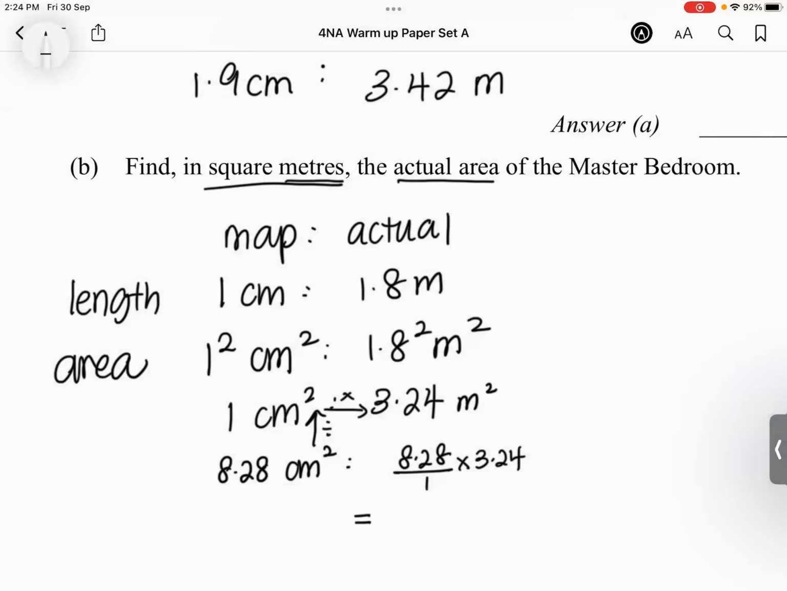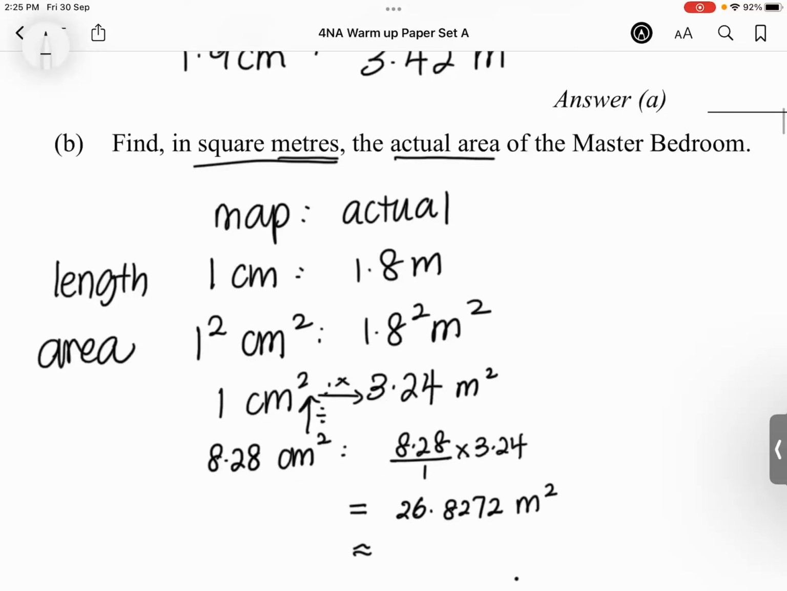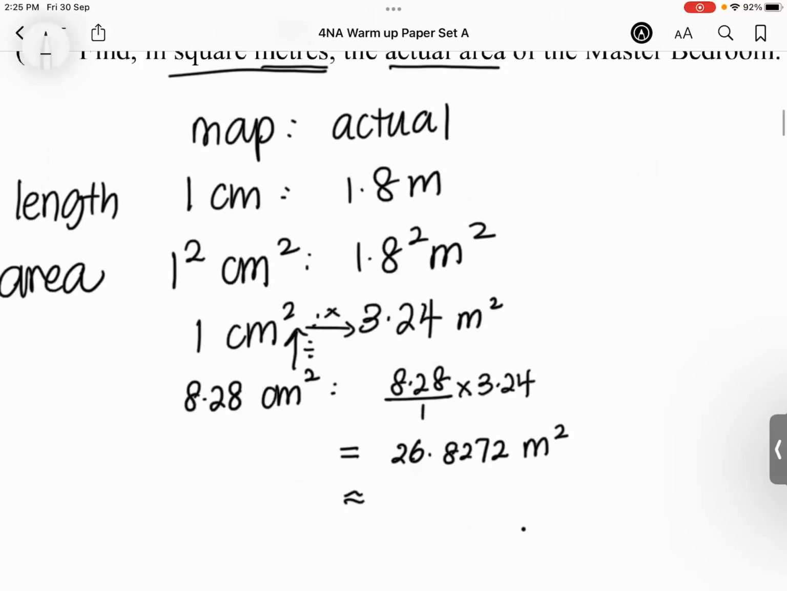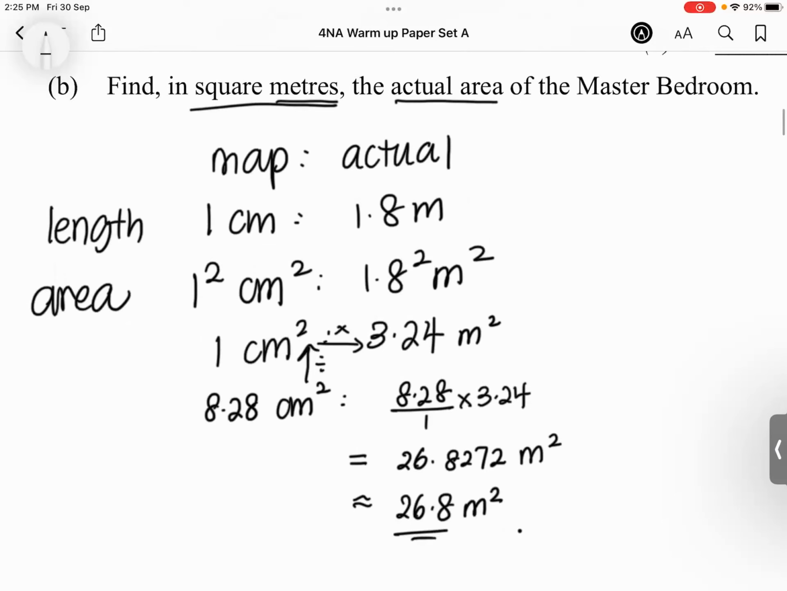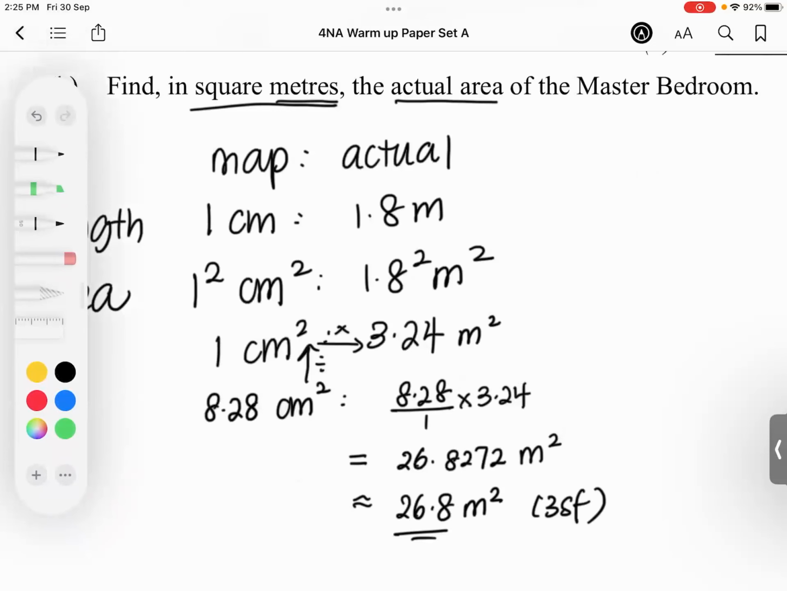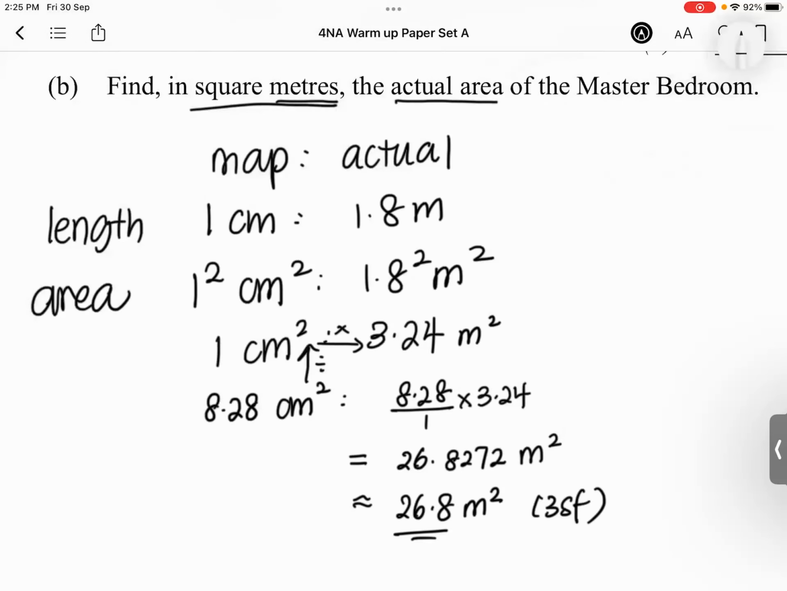Still use it. So in this case, I'll calculate my answer and I get 26.8272. Either I can choose to leave it as the exact value, which I will probably do, but there is quite a number of decimal places. If you were to round it off to 26.8 meters squared for 3 significant figures, I wouldn't mind. I'll still give it as a correct answer. Right, this is a very basic question. Definitely must know how to do it. Memorize the different steps or methods that you must use.